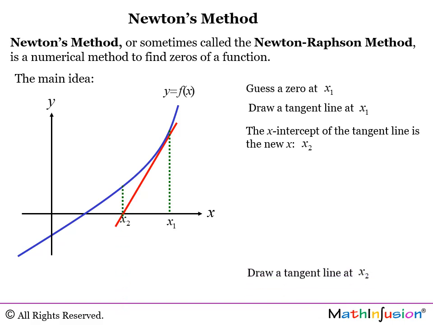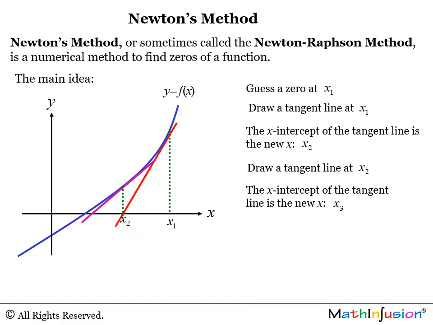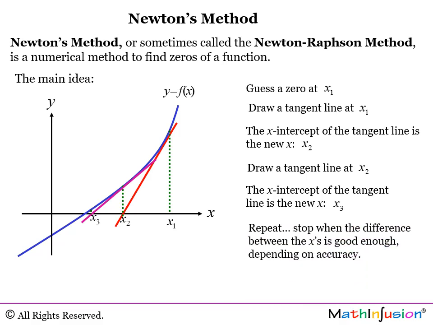We are now drawing a tangent line to the graph of the function at x sub 2. This tangent line crosses the x-axis at x sub 3. We are going to repeat, and we are going to stop when the difference between the x's is good enough, depending on the accuracy that is required.